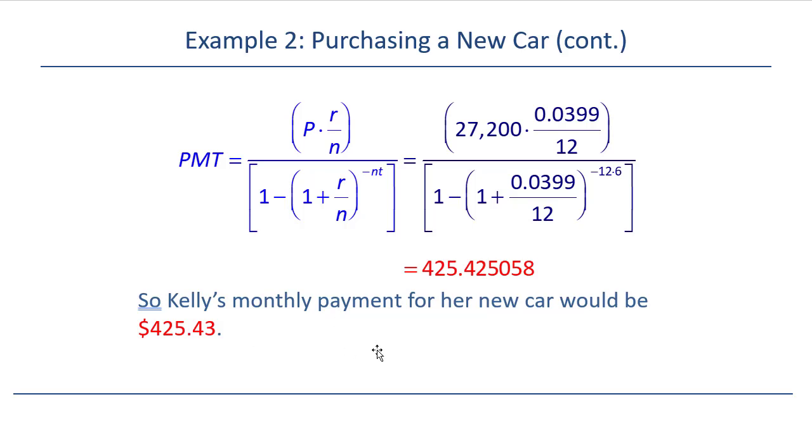And what's going to happen is most likely her last payment, that 72nd payment, is going to be like 425.37 or something. So there's going to be a few cents that accumulate along the way. So it's going to be a little bit less, but not enough to really worry about it. So that would be your monthly payment, a little over $425 a month.